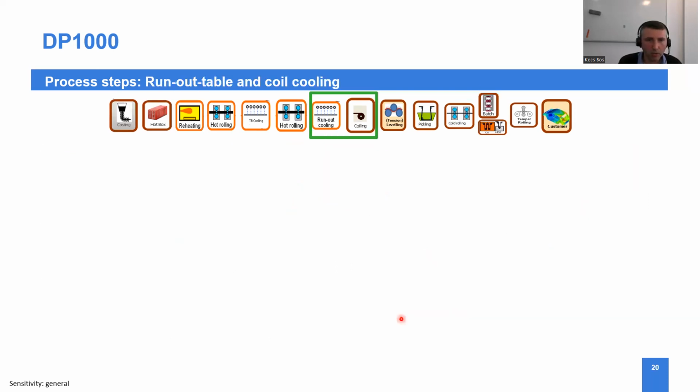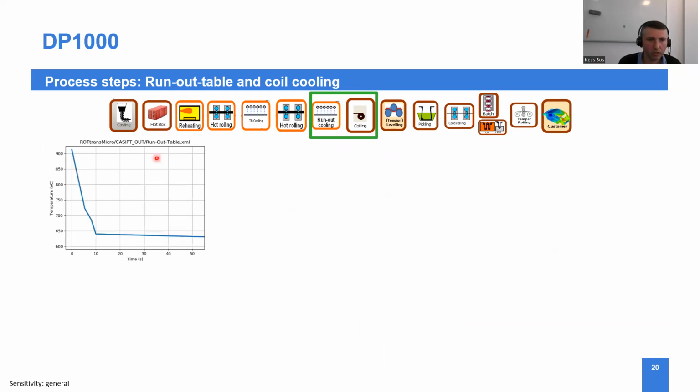Okay, that brings me to the next process step. That's the runout table cooling. And so we cool here typically from, say, a finishing temperature of around 900 degrees, in the order of 10-20 seconds, to the coiling temperature, which is often somewhere between 600 or 700 degrees. And then, of course, on the coil, it will cool down more slowly to give it a bit more time for phase transformation.